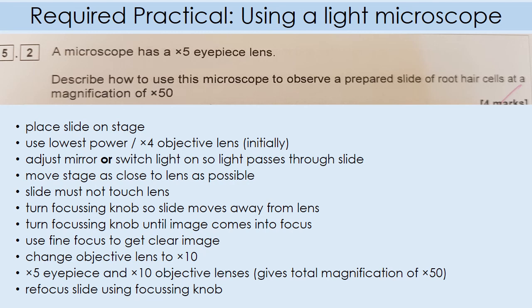Now, a ×5 eyepiece and a ×10 objective lens gives our total magnification of ×50. We do our eyepiece times our objective lens to get our total magnification, and then we can refocus using our focusing knobs, either our coarse focus or our fine focus.